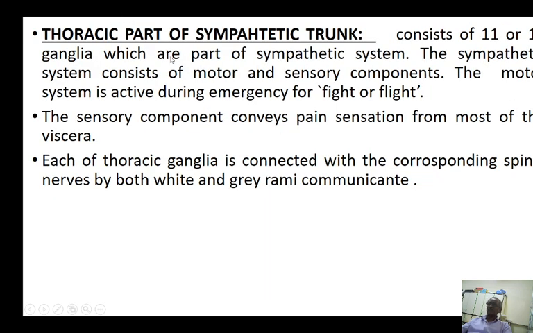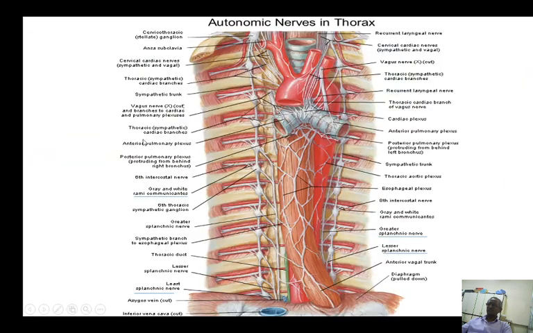Then the thoracic part of the sympathetic trunk consists of 11 to 12 ganglia, which are part of the sympathetic trunk. These have a motor component and a sensory component. Motor component is fight and flight, the sympathetic effect. Then the sensory component conveys the pain sensation from most of the viscera. Each thoracic ganglion is connected to the corresponding spinal nerve by white and grey rami communicantes.